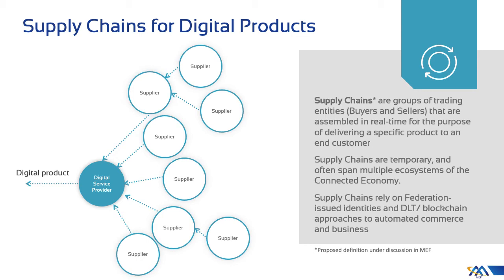So these supply chains only come into effect with the delivery of a digital product for a specific customer with a specific lifetime. And they are created and torn down according to the needs of that specific digital product. So we see supply chains in MEF as being temporary, but underpinned by federations and the trust and reputation that go with them. But they need to be automated. And the automation of the transactions and the business between each neighboring entity in the supply chain is critically important.